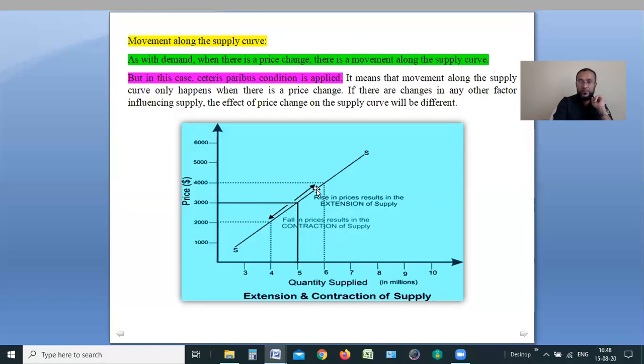In that case, supply will increase from 5 to 6, which is known as extension of supply. So movement from this point to this point is called the extension of supply, and this extension of supply happens due to the rise in the price of the product.